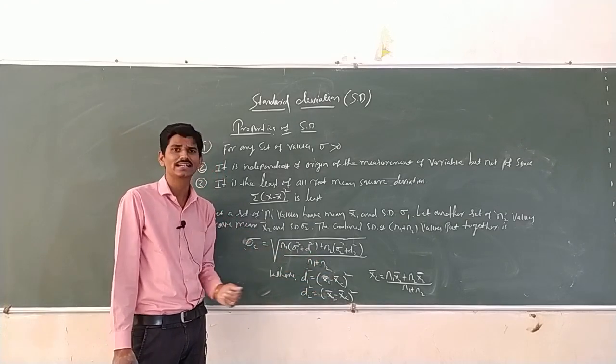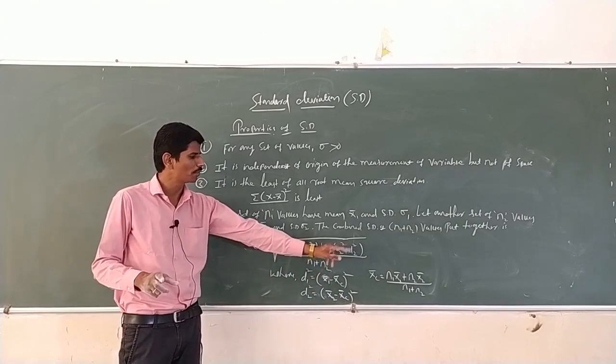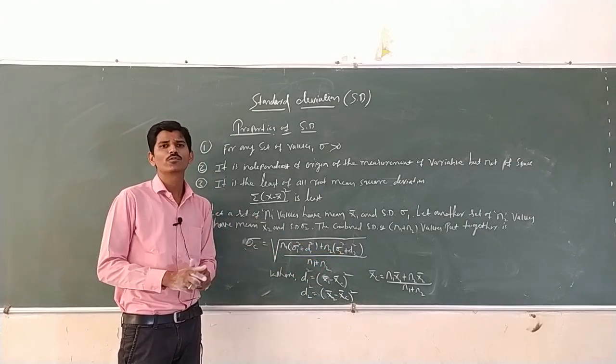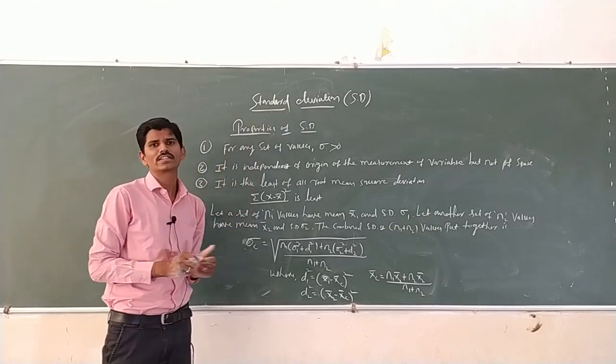What is x bar c? Here x bar c is the combined arithmetic mean, that is x bar c equal to n1 x1 bar plus n2 x2 bar divided by n1 plus n2. These are the four properties of standard deviation. It is very, very important.